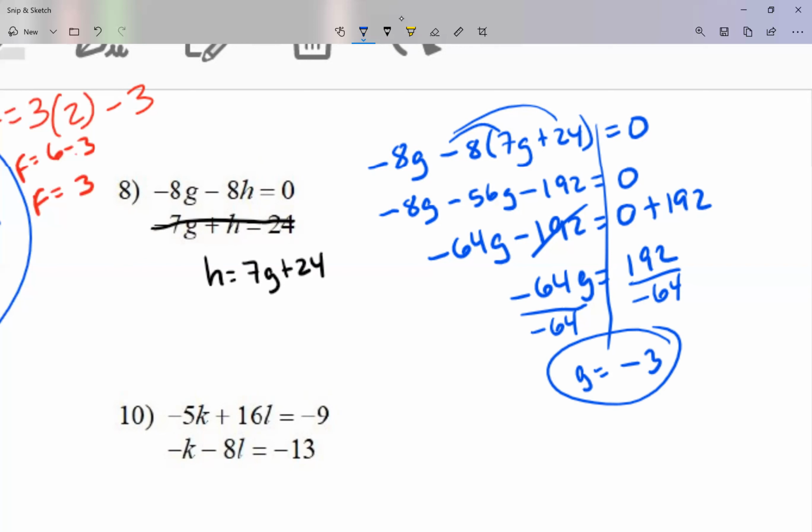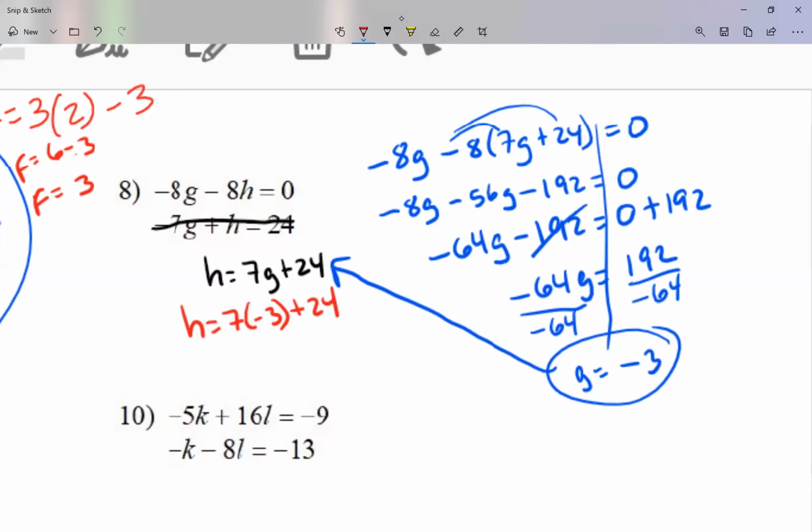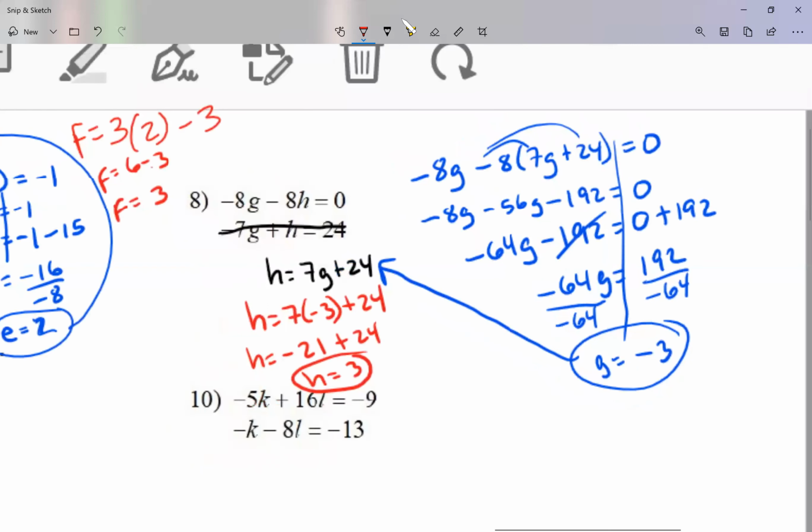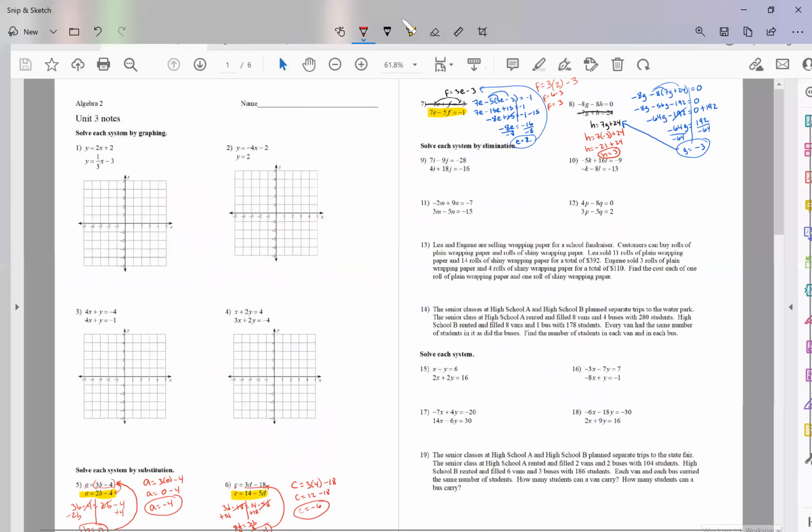If I want to solve for H, I'm going to plug it in here, right, where H is by itself. Let me write this in red. So I'm going to rewrite this as H is equal to 7 times a negative 3 plus 24. Right, I know the value of G, so I'm going to use it. So I have that H is negative 21 plus 24. So that means that H must be 3. Right, notice I solved for both letters, G and H. All right, let me zoom out. This is what we work with.